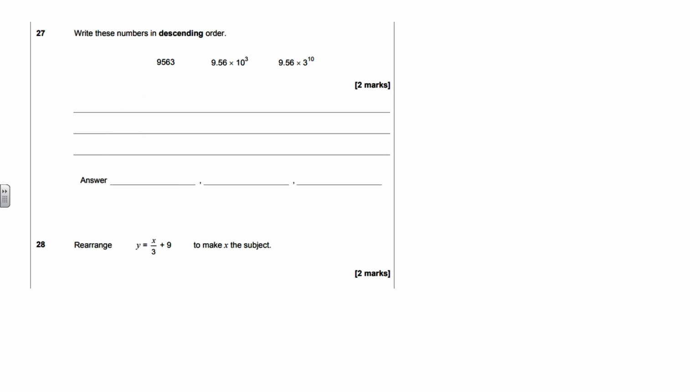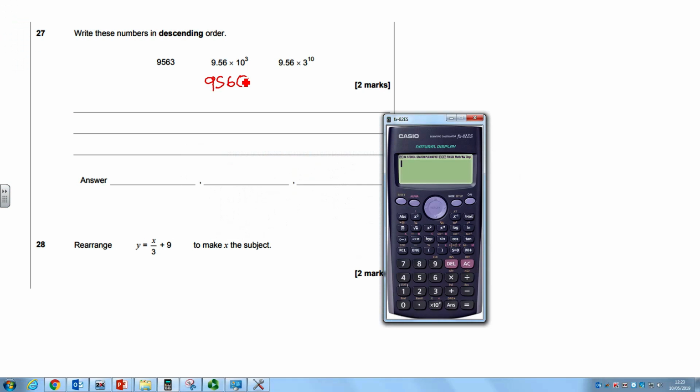Okay, write these numbers in descending order. So we've got 9, 5, 6, 3. We've got 9.56 times by 10 to the 3. So that's 9,560, which is a little bit smaller. And we've got 9.56 times 3 to the 10. Let's just get a value for that, but I think it's going to be kind of huge.